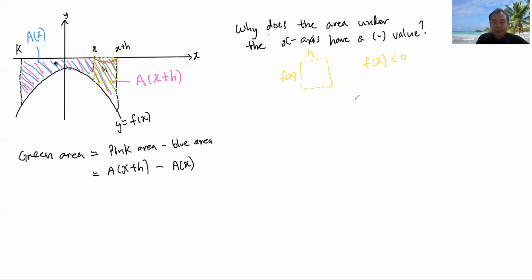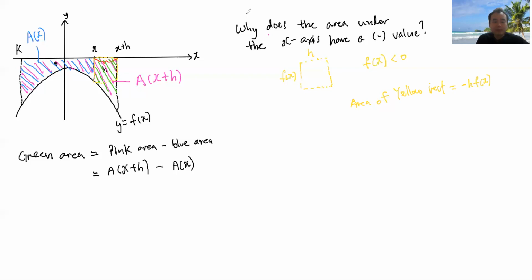So can I say that the area of this yellow rectangle is equals to negative of h times f of x? That would make sense, right? Because if f of x is negative and h is positive, then your area would have been negative, right? Unless I put a negative outside here. So the magnitude of the area is negative h times f of x.